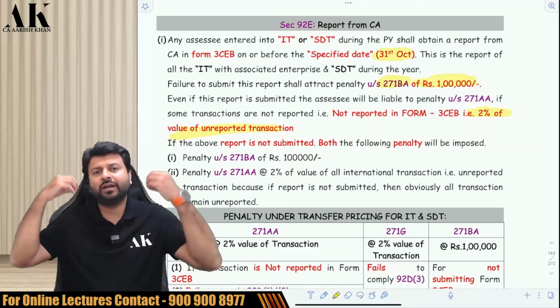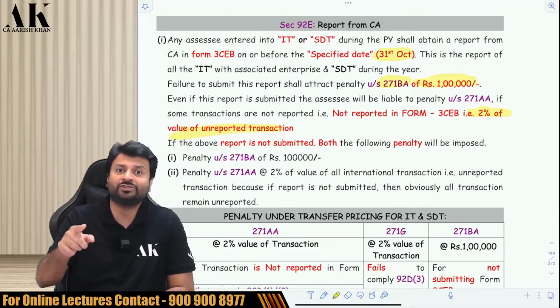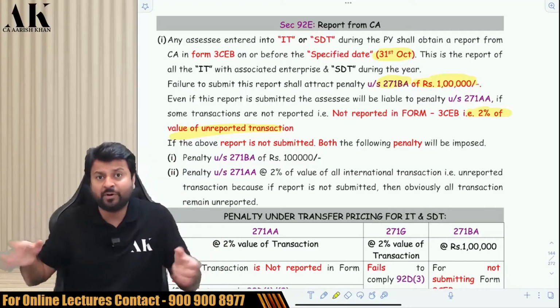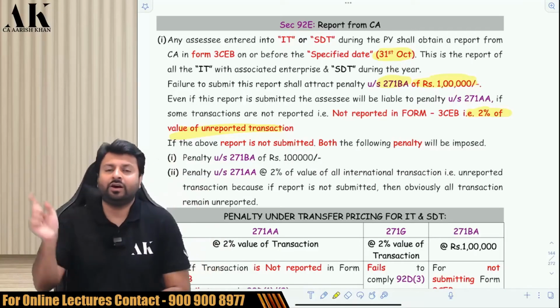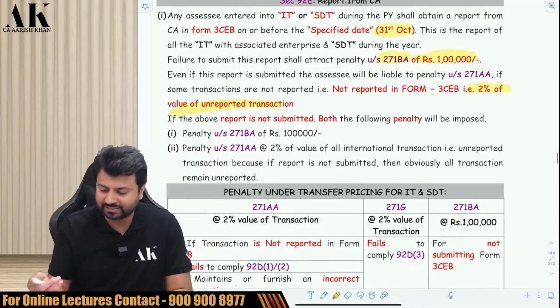Now, suppose what if I don't file the report at all? Then you will be liable for 2% of the value of transaction also, and you will be liable for 1 lakh rupees also. Because if you do not file the report, then you are doing both the default of not filing the report and of not reporting the transactions. Be very careful. That is something which is very important.